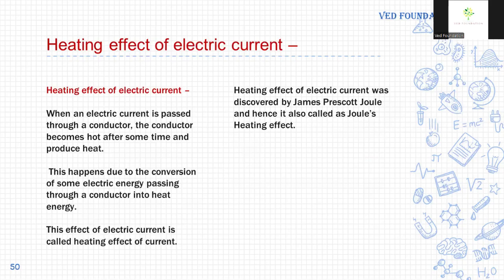The heating effect of electric current states that when electric current is passed through a conductor, the conductor becomes hot after some time and produces heat. This happens due to the conversion of some electric energy passing through a conductor into heat energy. This effect of electric energy is called the heating effect of current. It was discovered by James Prescott Joule, and hence it is also called the Joule heating effect.